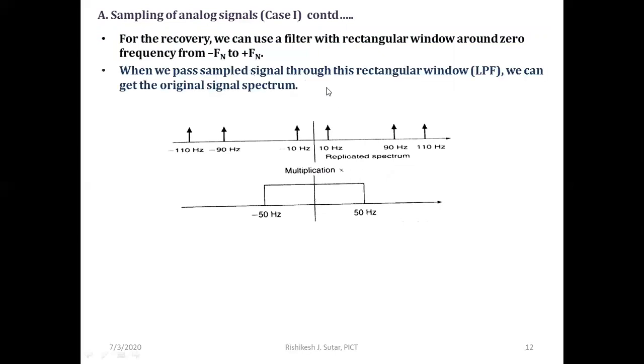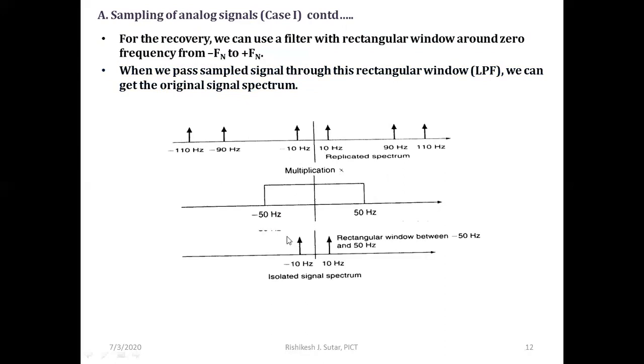So when we pass the sampled signal through a rectangular window, that is a low pass filter, we can get the original signal spectrum. So this is the sampled signal and this is the window. If I multiply these two, I will get this recovered signal spectrum. So by using inverse Fourier transform, we can get back the original time domain signal. So this is my recovered signal spectrum. I can take its inverse Fourier transform and get back my original, or an estimate of the original, time domain signal.